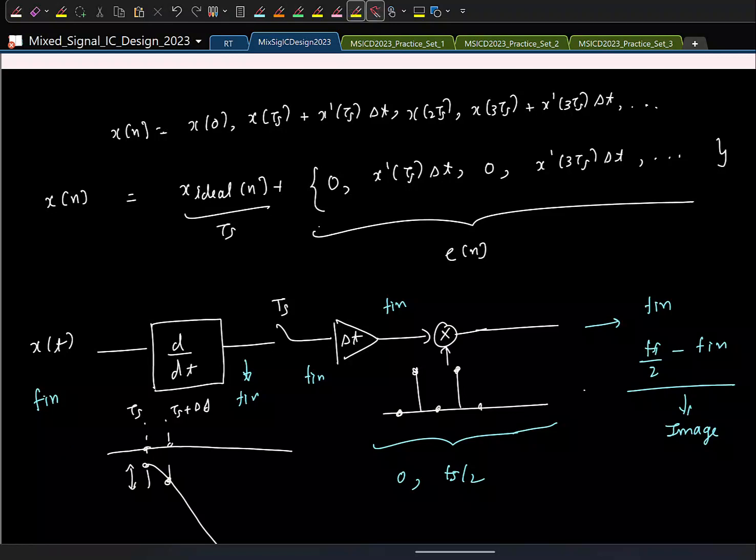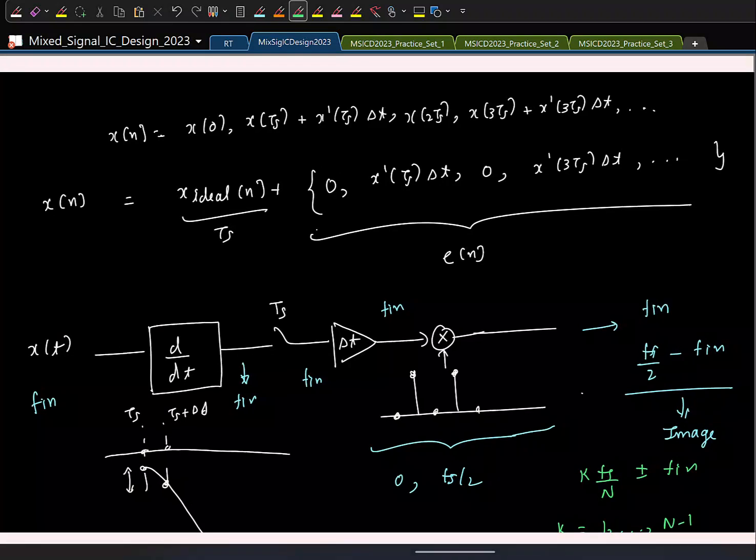Now, we saw that for a two-channel case, we get this image at fs by 2 minus fn. If I extend it for n channels, what will be the images I'll get? I'll get k fs by n plus or minus fn, and k will be varying from 1 to n minus 1. Right? So again, let's see how we can tackle this timing offset.